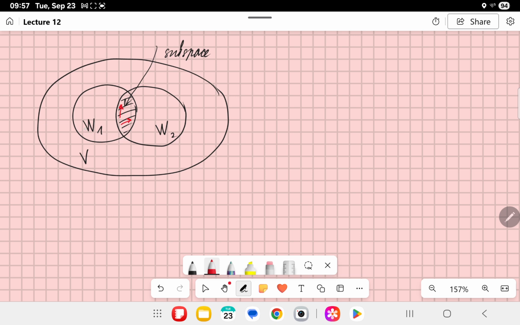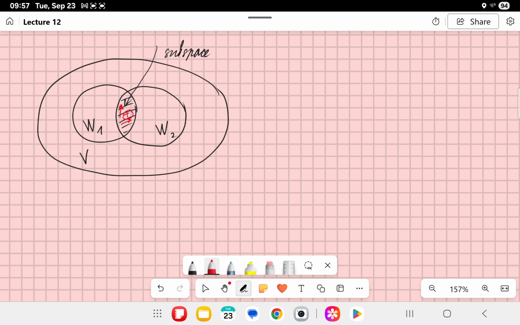Since they both belong to the subspace W1, the result must belong to subspace W1, right? On the other hand, since both belong to W2, the result is supposed to belong to W2. So eventually the result of addition is going to belong to the intersection of them, because at the same time it belongs to W1 and W2. Well, the same is going to happen to scalar multiplication.